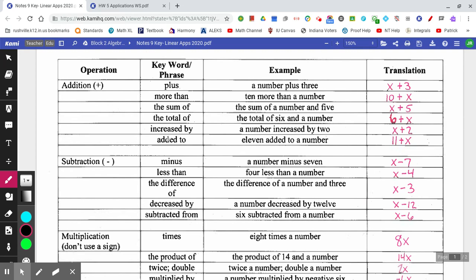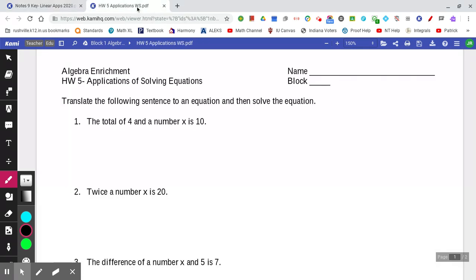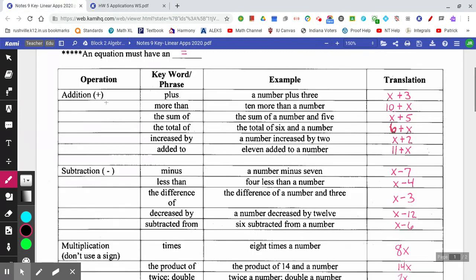Okay, so when you are translating, remember that these are equations, so every single one of these is going to have an equal sign. What you're going to do is go through and look for those keywords or phrases that represent a mathematical symbol. So right here it says the total. I need to figure out what the word total means. When I look at my keywords and phrases, I see the total. Right here it means addition.